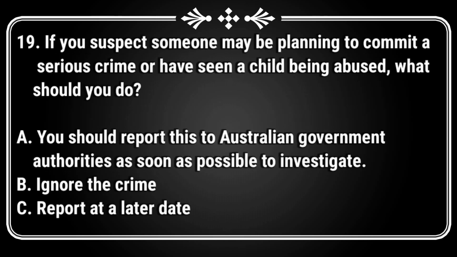Number 19. If you suspect someone may be planning to commit a serious crime or have seen a child being abused, what should you do? Letter A, you should report this to Australian government authorities as soon as possible to investigate. Letter B, ignore the crime. Letter C, report at a later date. The answer is letter A. You should report this to Australian government authorities as soon as possible to investigate.